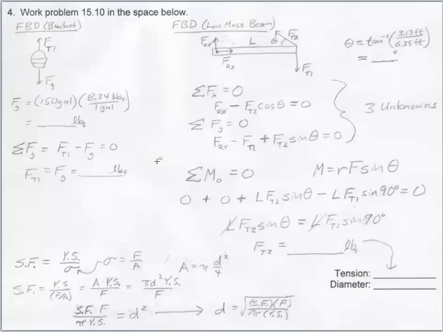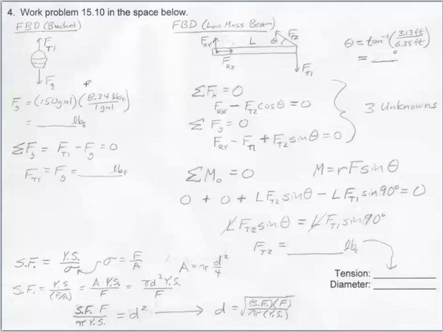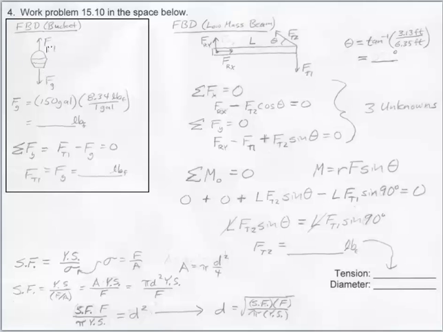Okay, we're looking at problem 15.11. Here's the problem. We have a beam considered to be massless or of negligible mass, and we have this 150-gallon bucket of water with a chain here and a cable there. If we isolate the problem into two free body diagrams, the free body diagram for the bucket looks something like this.